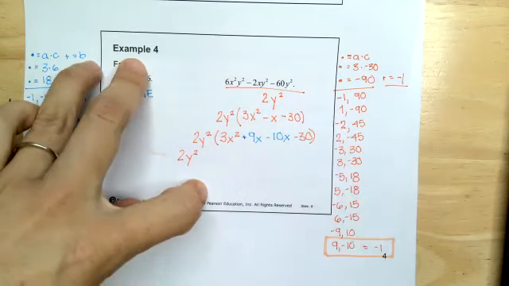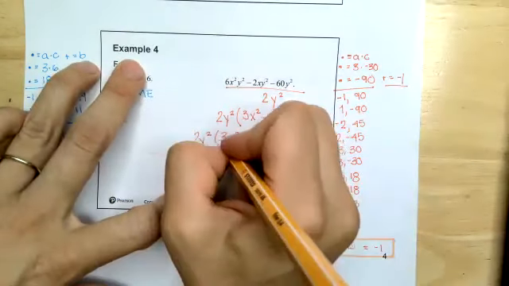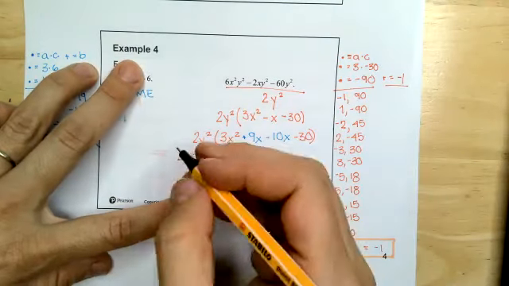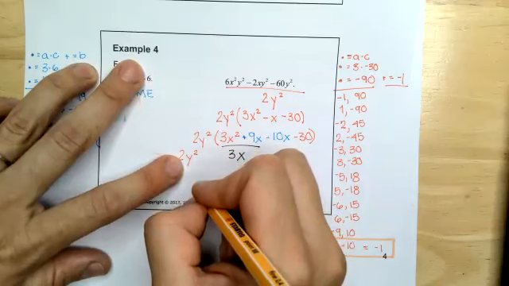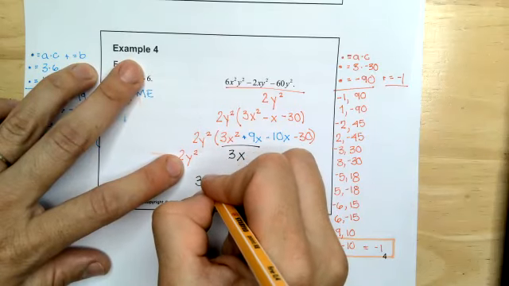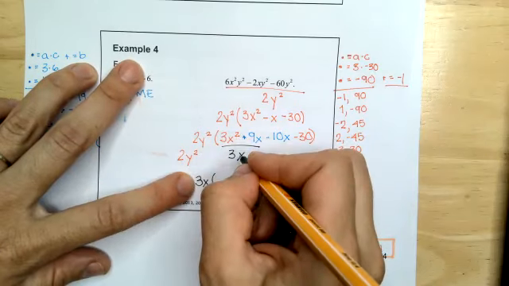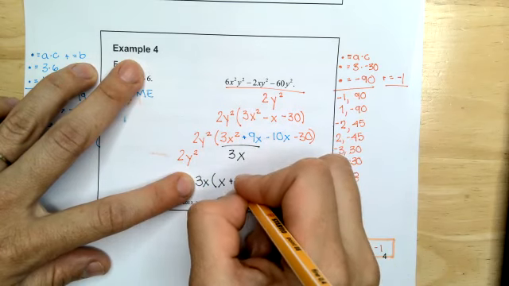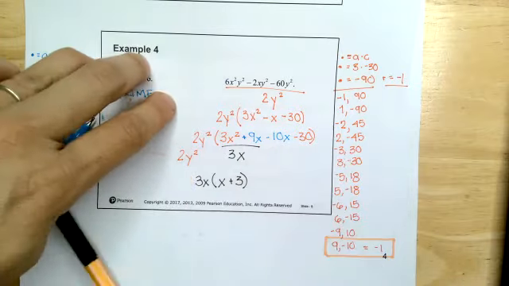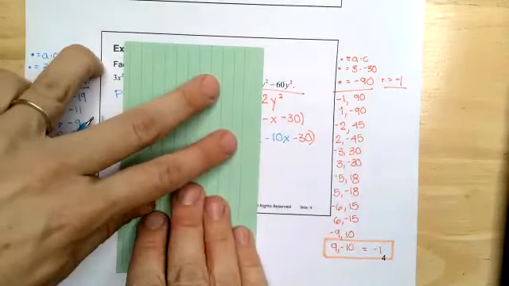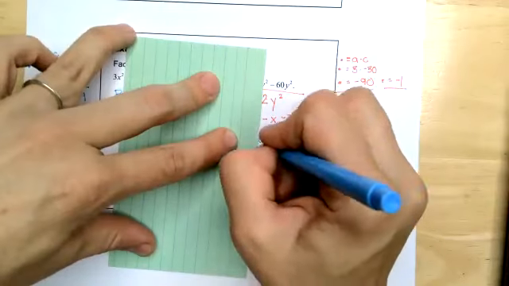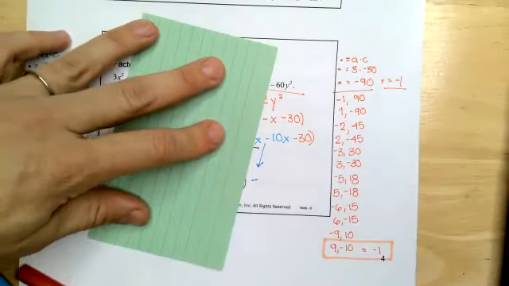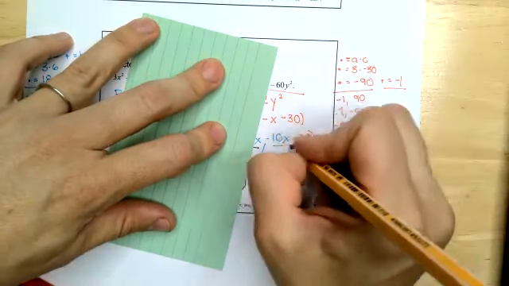3x squared plus 9x. I can factor out 1x, and I can factor out a 3, right? So 2y squared times 3x. 3x squared divided by 3x leaves me with an x. 9x divided by 3x leaves me with a positive 3. That's a negative sign, okay? So make sure you're carrying it straight down. Negative 10x and negative 30.